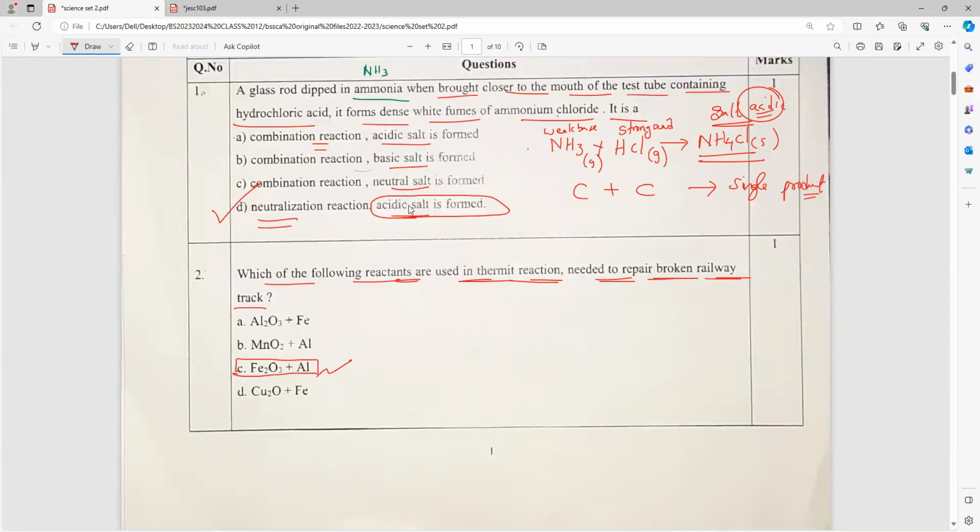If this option is not there, then you can go with this. Even this year's sample paper also asked this equation only. So write it with oxidation and reduction and all. Fe2O3 plus aluminum is the thermite reaction. So what products will come?